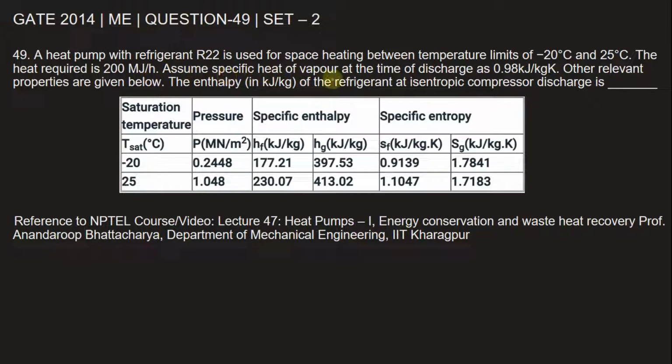Assume specific heat of vapor at the time of discharge as 0.98 kilojoule per kilogram Kelvin. Other relevant properties are given below. The enthalpy in kilojoule per kilogram of the refrigerant at isentropic compressor discharge. So this is the property table given below, and we need to find the enthalpy of the refrigerant at isentropic compressor discharge. Okay, let's see the refrigeration cycle first.